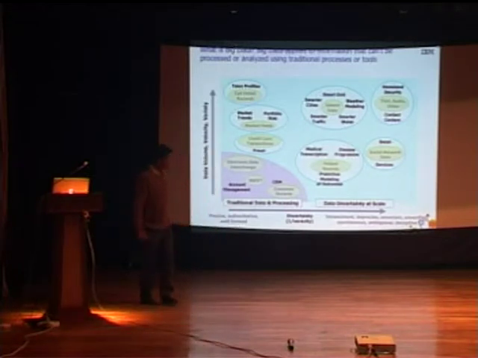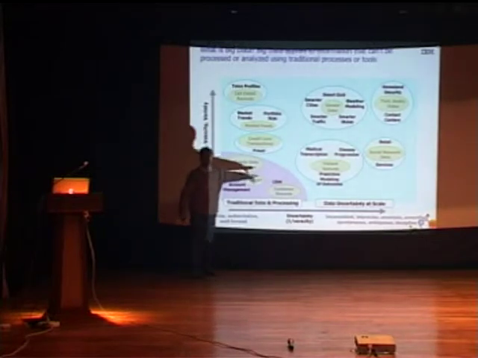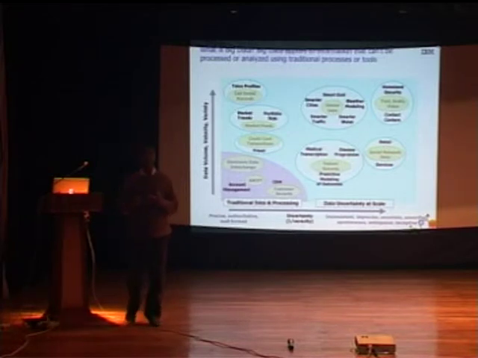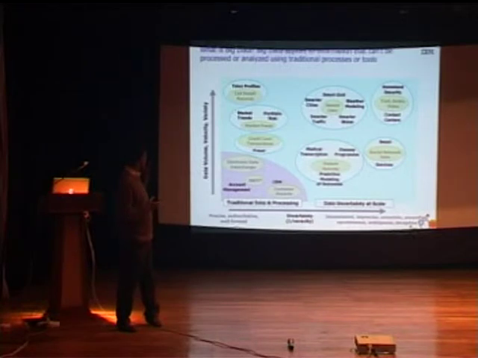Now, traditional data processing has been here in this pink space, right? So what does that mean? That is, traditional data processing has limited itself to data which has volume, velocity and variety to some extent. And there is uncertainty to some extent.